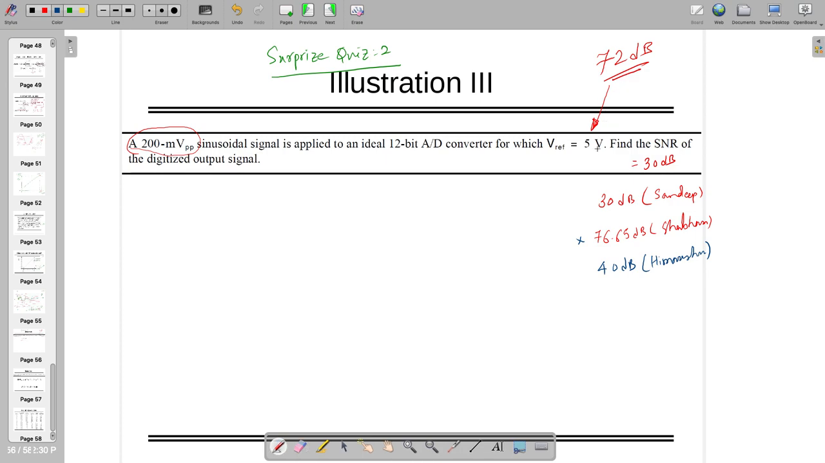So maybe you may like my technique also. At 5 volt, if I am applying a 5 volt sine wave, 72 dB I'll get, right? So if I apply 200 millivolt, how much is the SNR? That is what I need to find out. So from 5 volt to 200 millivolt, what is the difference? 25. How much is 25 in dB? This is a linear scale.